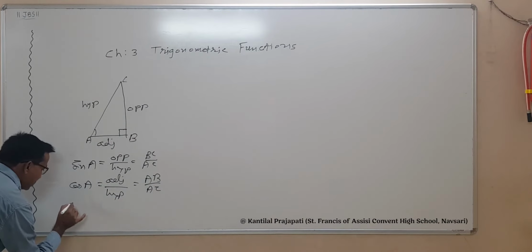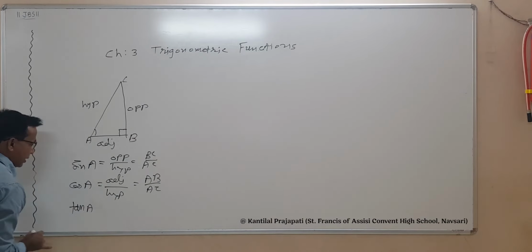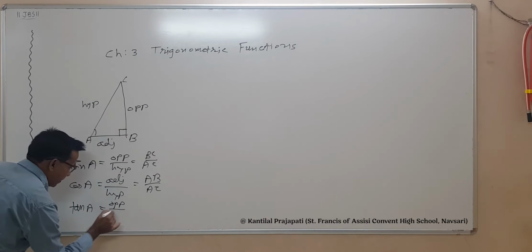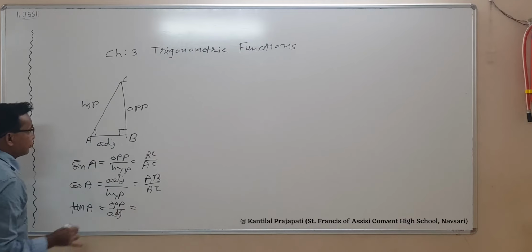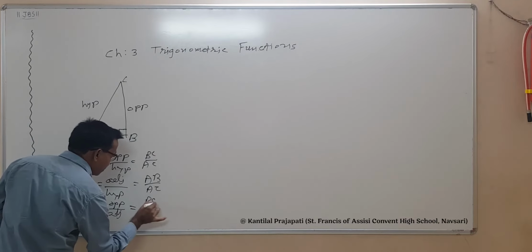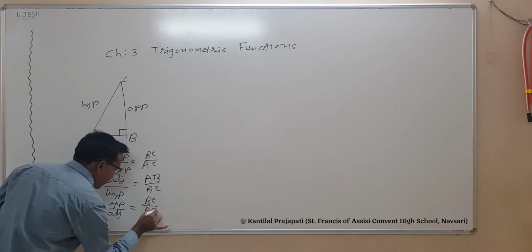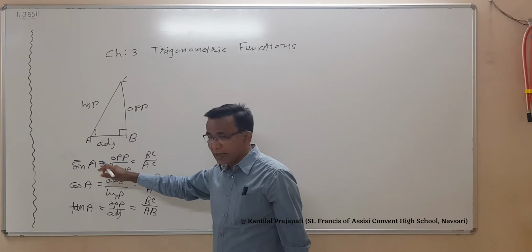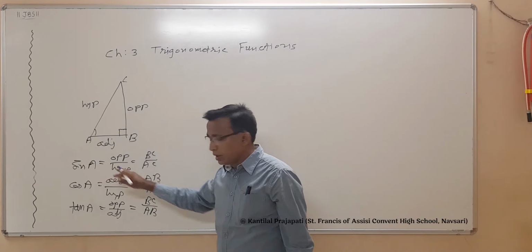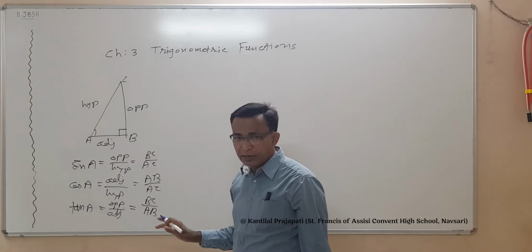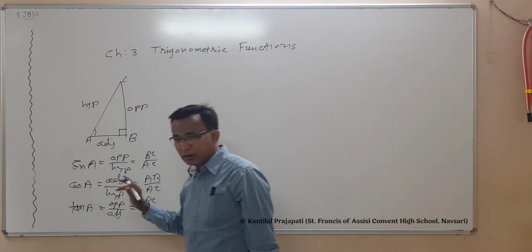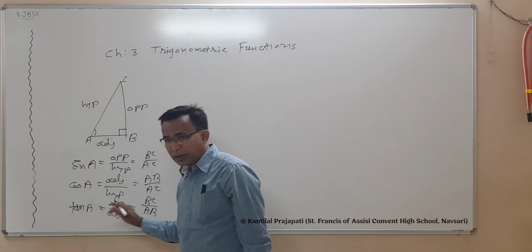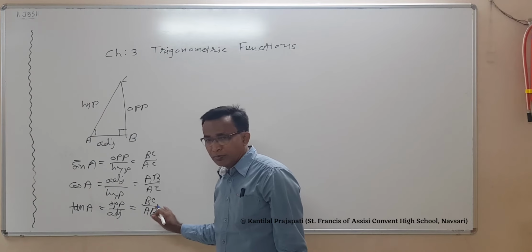And then we write tan A is equal to opposite upon adjacent, and is equal to BC upon AB. Then we have also learned the reciprocal of sin A, that is cosec A, and that is AC upon BC. Reciprocal of cos A is sec A, that is AC upon AB. And reciprocal of tan A is cot A, that is AB upon BC.